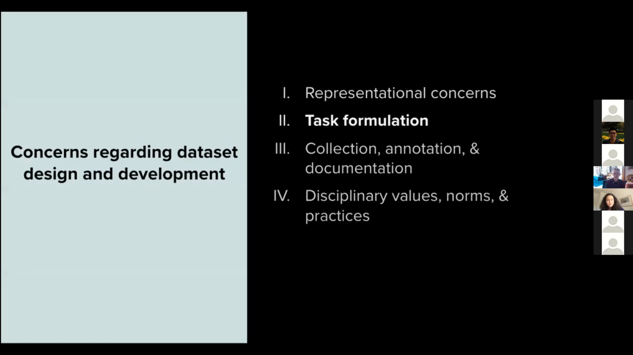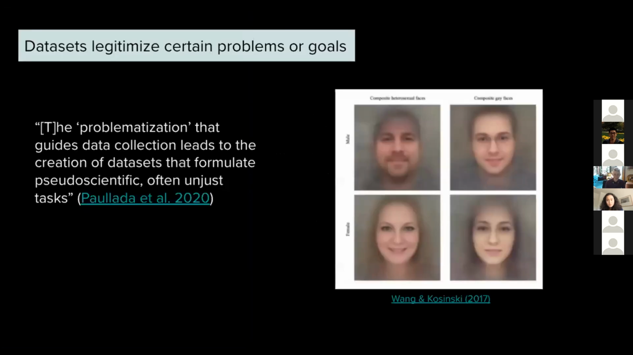Okay, so the next concern I want to talk about is the kind of tasks that are formulated within different computer vision data sets. The way I think of data sets in relation to this concept is that data sets really provide an instantiation of a particular task, often via the combination of input-output pairs. And in many cases, these data sets can end up legitimizing certain problems or goals.